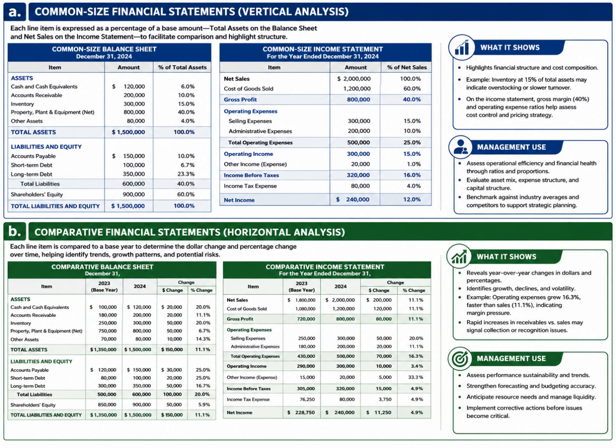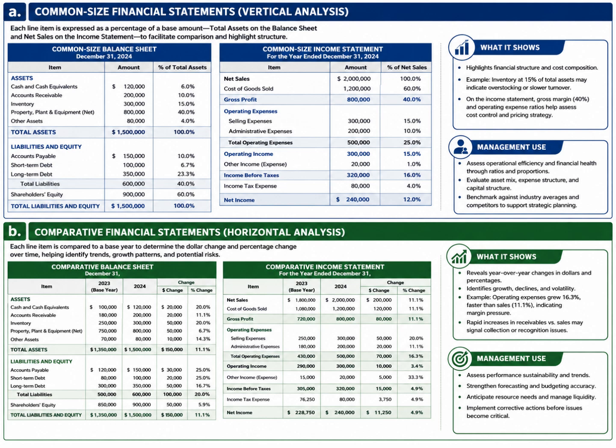This vertical analysis standardizes data, making it easier to compare companies of different sizes or assess structural changes over time. Vertical analysis highlights financial structure and cost composition. For example, increasing inventory as a percentage of total assets may signal overstocking or slower turnover.